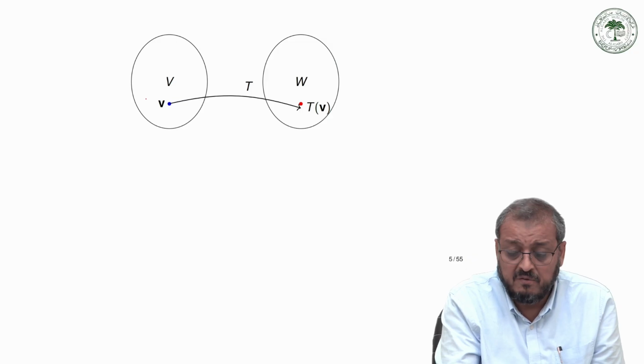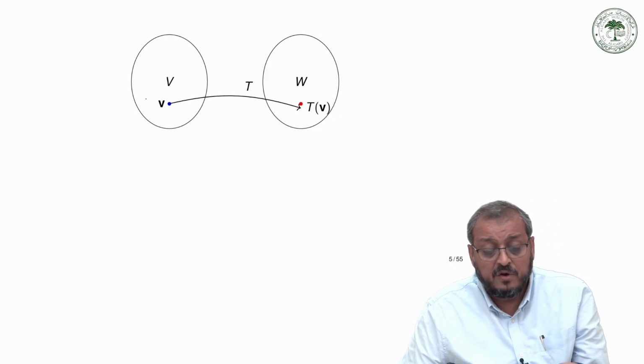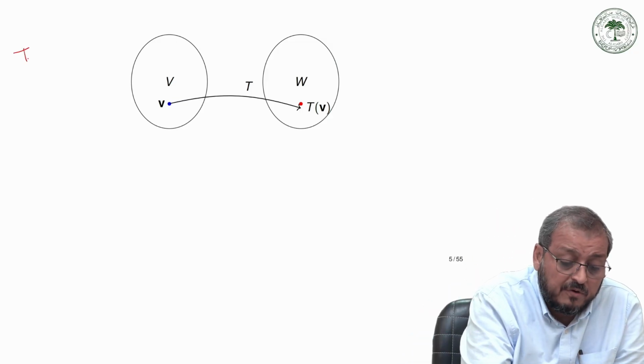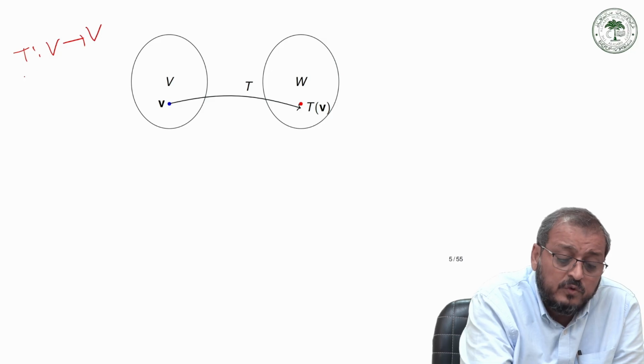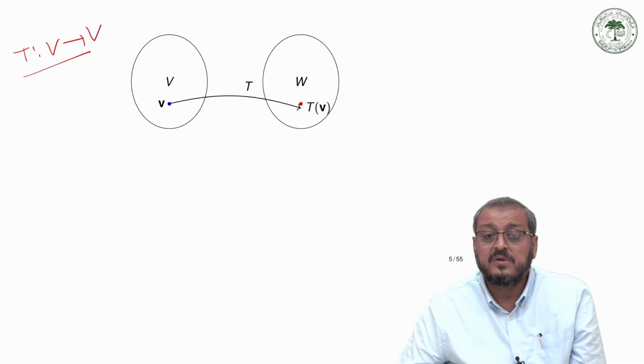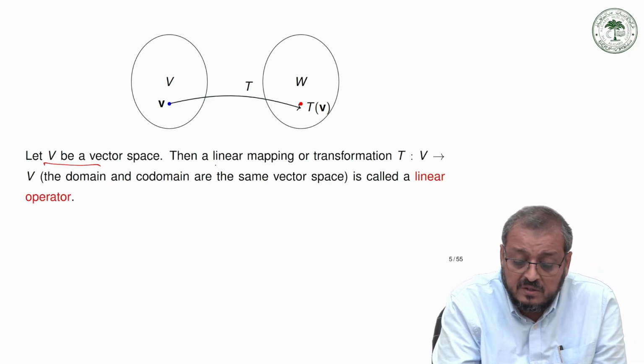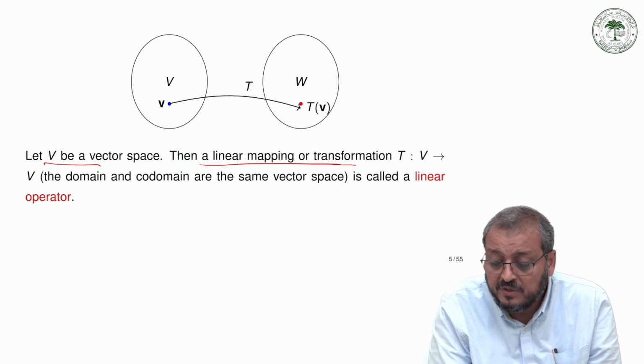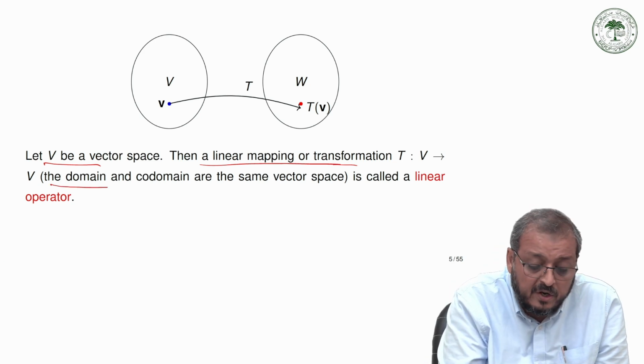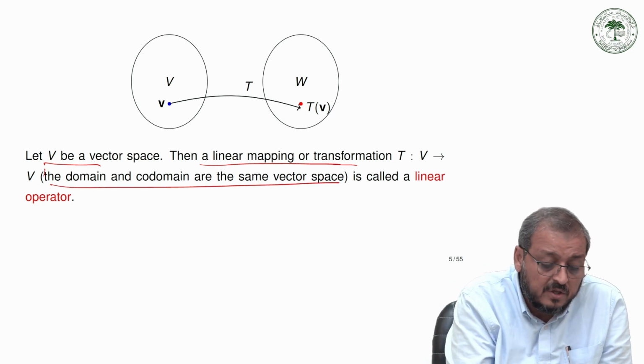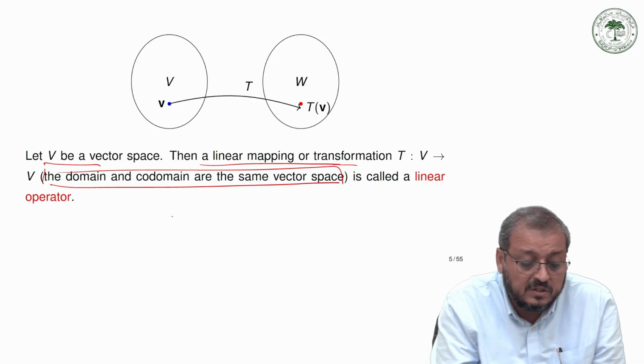And now if we define a map T from V to V, it is called a linear operator. Simple thing. So if V is a vector space and T is a linear mapping or transformation from V to V, then the domain and codomain are the same vector space. If we take this, then it is called a linear operator.